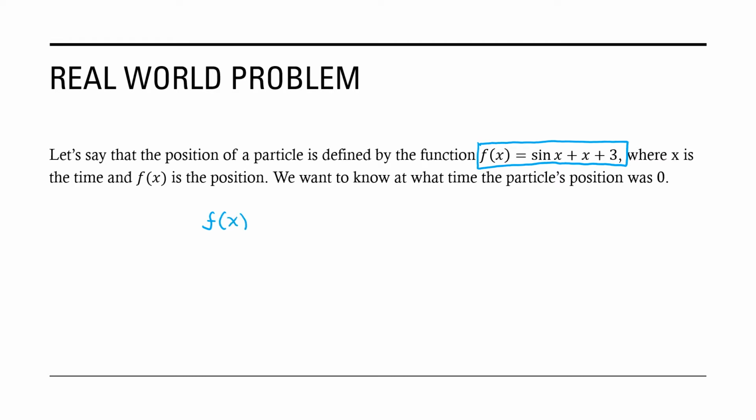So f of x is equal to sine of x plus 3 is equal to 0. And if we were to solve this equation for x, we'd know what time this occurred. Trouble is, we cannot solve this equation. At least not at this point. So what on earth do we do?